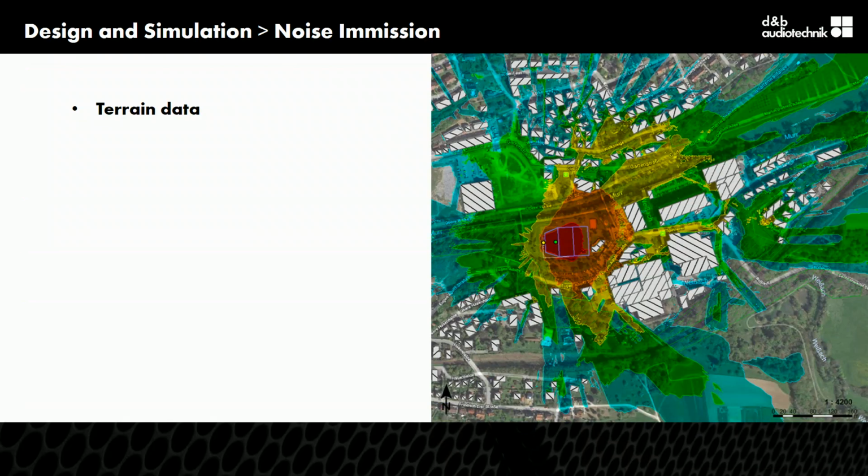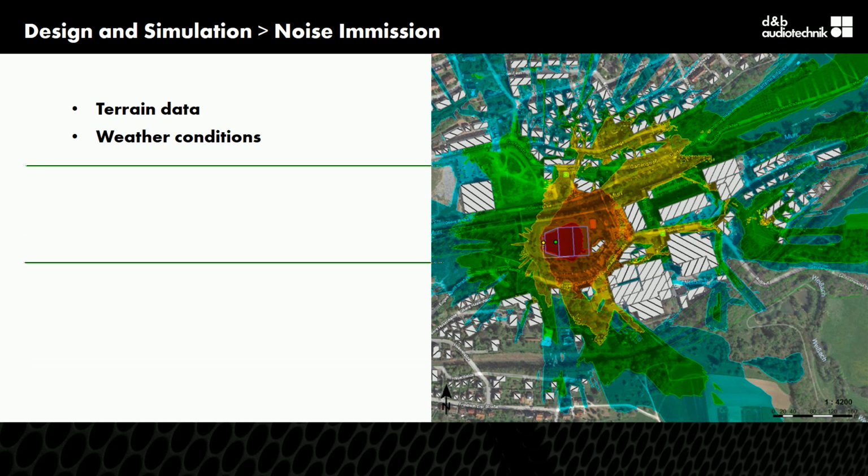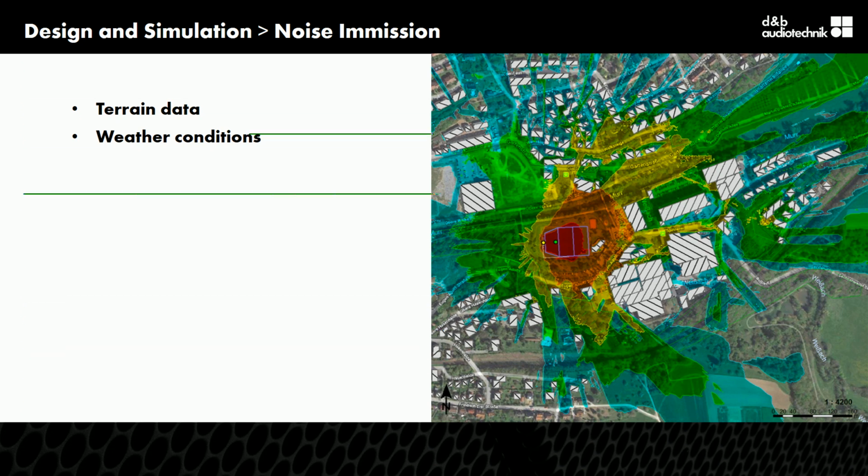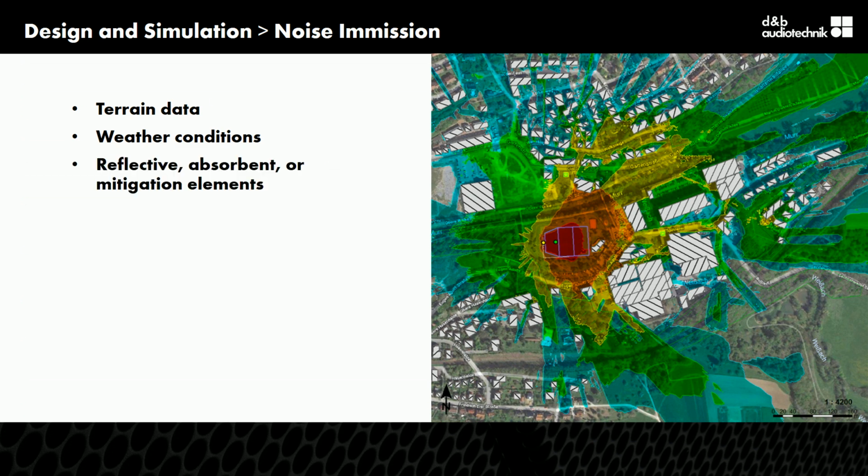You also feed it, of course, terrain data. So for mapping and elevation information, this can come from sources such as Google Earth, for example. You need to feed it the weather conditions. So air temperature, humidity makes a big difference, and wind, of course. Any reflective, absorbent, or mitigation areas usually need to be marked manually because that level of detail is not present in the terrain data. So in this example, we've marked the buildings as reflective, and you might want to mark the forest at the bottom as an absorbent area.